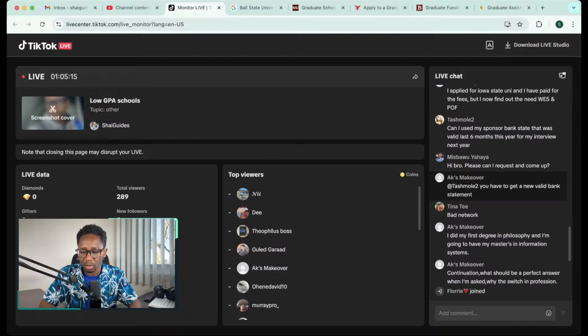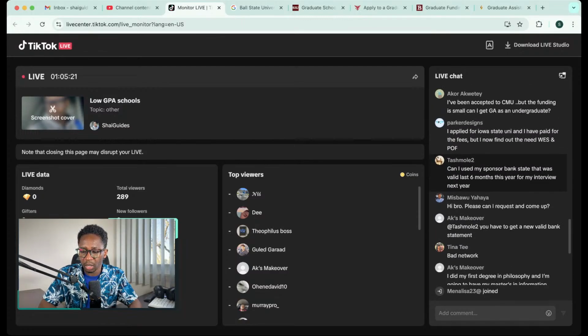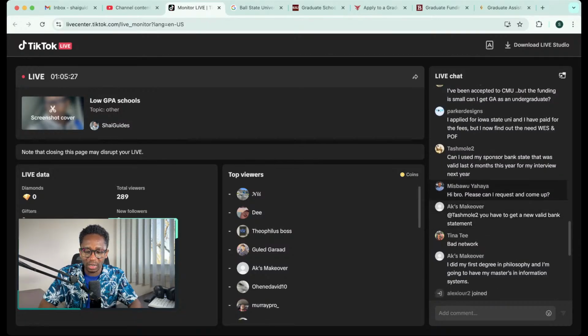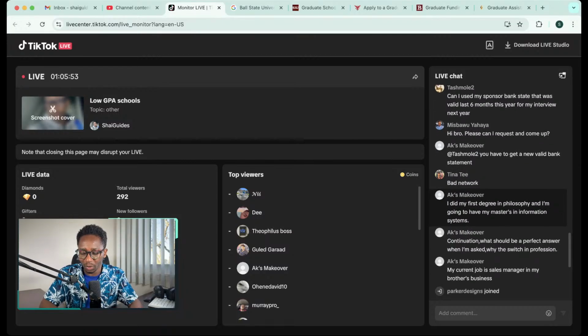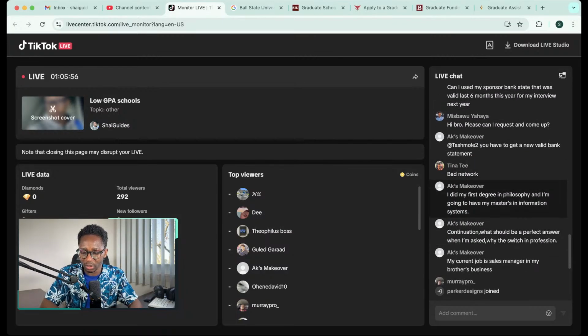AK's makeover says, you have to get a new valid bank statement. Well, what I think about what Tashmo says is that the bank statement is more like one that has transactions for the last 6 months, which means I don't know if the person means it was printed 6 months ago. If it was printed 6 months ago, then you cannot use that. You have to get something which is at least a month old, right? So it depends on what exactly she meant.